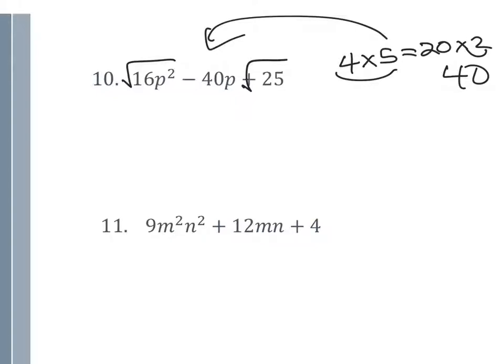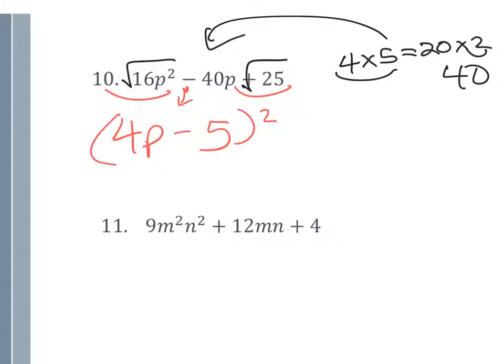And all I have to do is square root this, gives me a 4p. Square root this, it gives me a 5. And then the sign in the middle goes here, and it's the binomial squared. If this, when you multiplied here, didn't give you 40, then you can't do this trick. You have to do it by grouping. Yes? Why is it 20 times 2? Because if you look at the pattern, it's the trick that you can use for this.